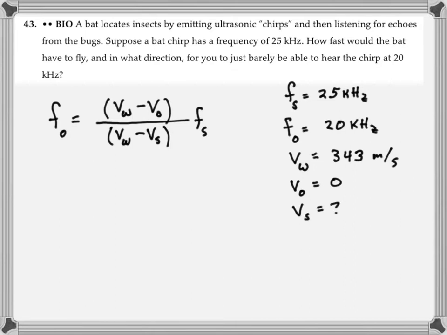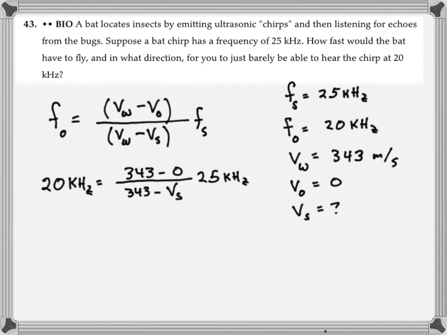The question of the problem is how fast would the bat have to fly and in what direction for you to barely hear the sound. So what we're looking for is the velocity of the source, the velocity of the bat. So we replace these numbers in the equation. The frequency that the observer hears is 20 kilohertz. Velocity of the sound is 343. Velocity of the observer is 0. Divided by 343 minus the velocity of the source, in this case the bat, times 25 kilohertz.